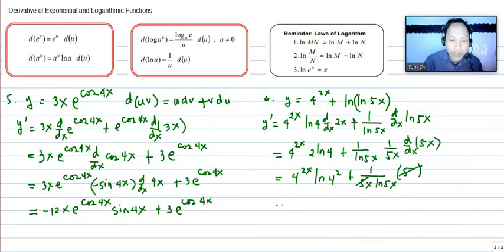Our final answer equals 4 raised to 2x ln of 4 squared, that is ln of 16, plus 1 over x ln of 5x. This will be our final answer.